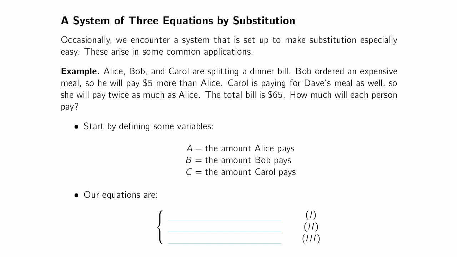But the same principle applies, and we get this really common kind of system where Bob pays $5 more than Alice. So what Bob pays is what Alice pays plus 5. Carol is paying twice as much as Alice. So what Carol pays is twice what Alice pays. And the total bill is $65. So all 3 added together is 65.